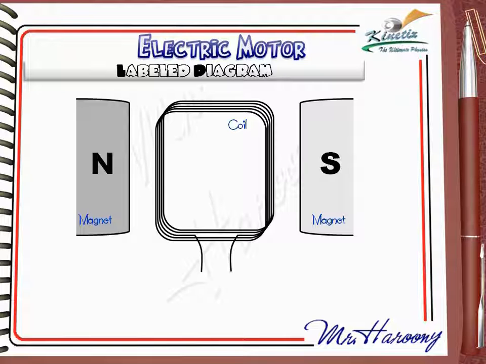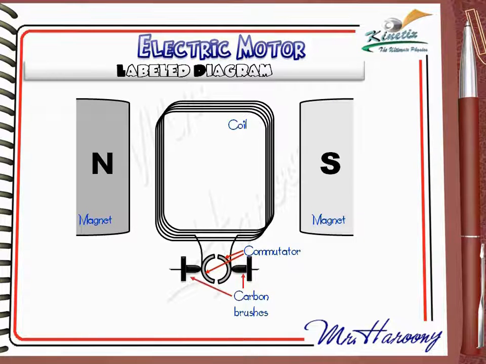Attached to these ends, we will draw the 2 C-shaped parts, which are the 2 halves of the commutator, and then 2 black-colored T-shaped carbon brushes. Do not forget the connection wires and the DC battery or the DC power supply. This is a simple way of how to draw a simple diagram of the DC motor.